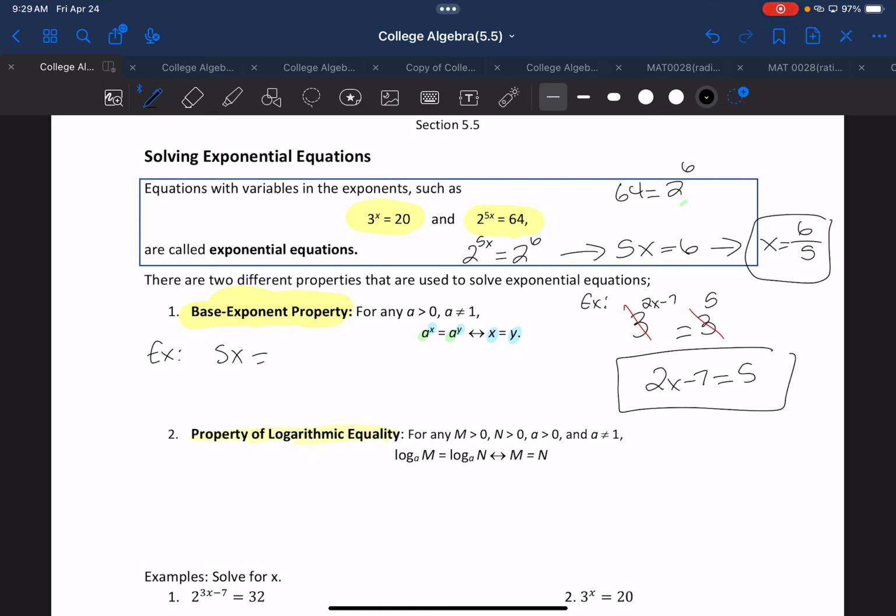5x equal to e, I don't know. I can actually put both of those up into an exponent of a base that's the same. Like I could just write this as 2 to the 5x power equals 2 to the e power. Then that would also be true.